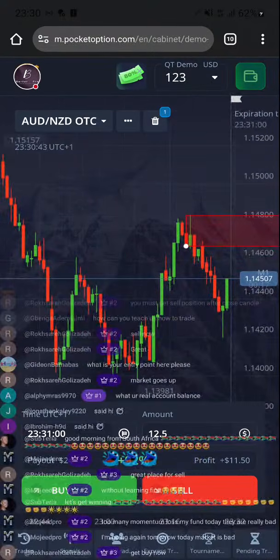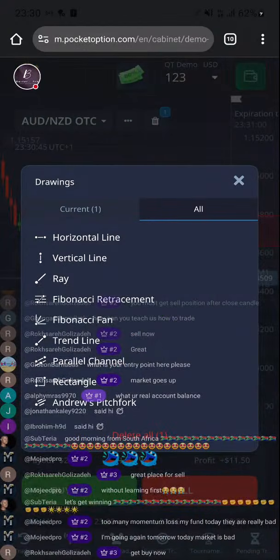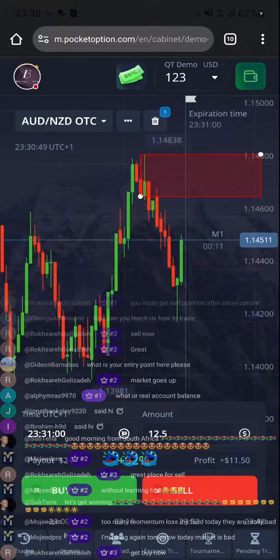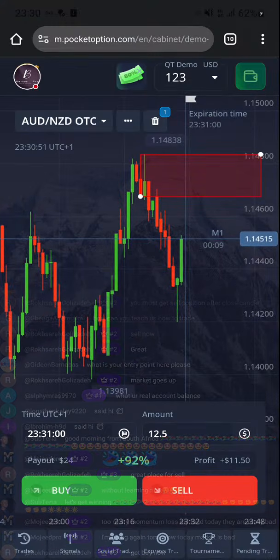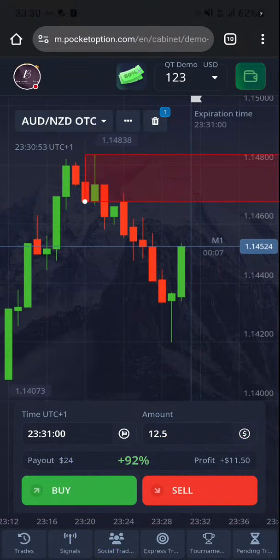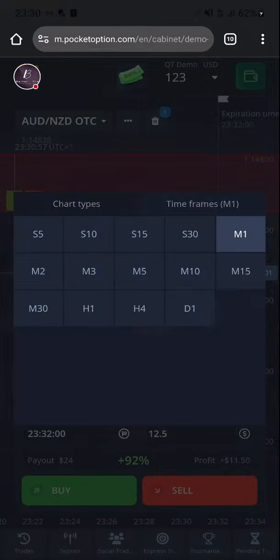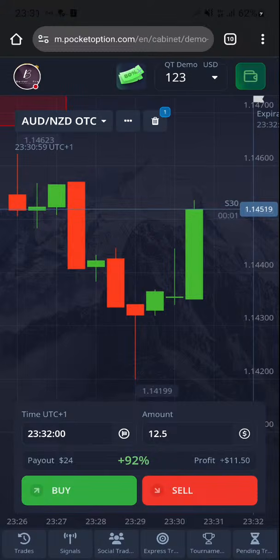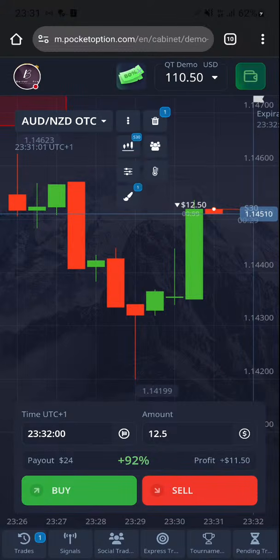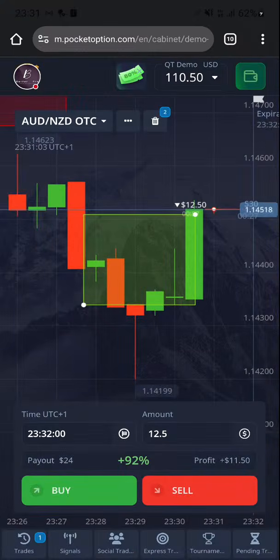Okay. Okay, get buy now. I don't think I'm going to buy here. I'm actually thinking of going with sellers, but let's check the lower time frame. Let's see. Okay, we can go with sellers now. We can go with sellers.